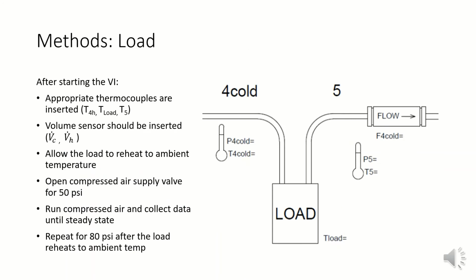The method for the low temperature analysis is very similar to the vortex tube analysis. In this case, however, replace the cold air thermocouple from the vortex tube with the thermocouple for the load mass. Also, the load must be allowed to reheat to ambient temperature at the start of every data collection. For the low temperature, only collect data for 50 and 80 psi pressures until steady state.